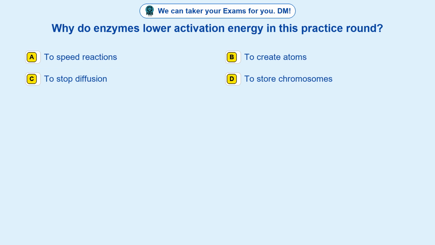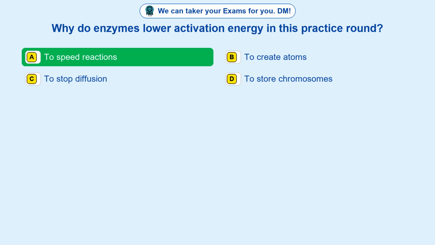Question 5. Why do enzymes lower activation energy in this practice round? Option A. To speed reactions. Option B. To create atoms. Option C. To stop diffusion. Option D. To store chromosomes. The correct answer is option A.